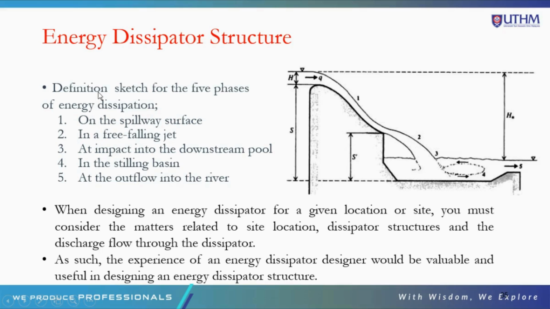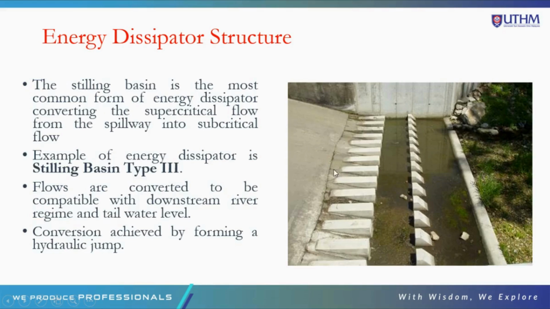This is the definition and some information about the dissipator. This is an energy dissipator structure at the toe on the outside of the dam. The waterfall is here, and then the energy is released here. This type of energy dissipator we call the Stilling basin Type 3. It has three structures here.